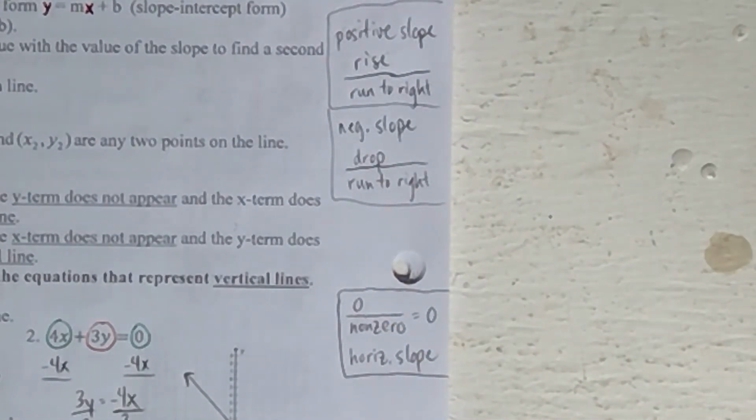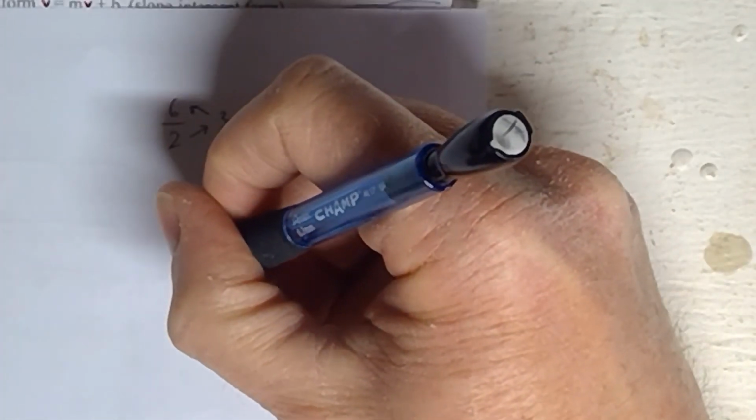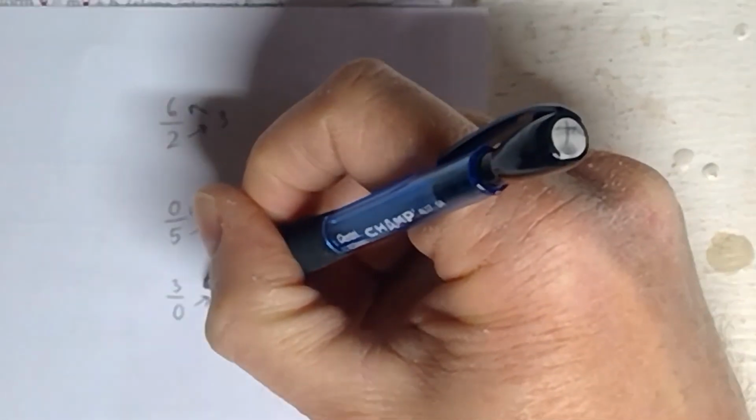Okay, now one other thing I want to show you here, back to the scratch paper. What if I have a 0 on the bottom? Question, 0 times what, you guys, is equal to 3?